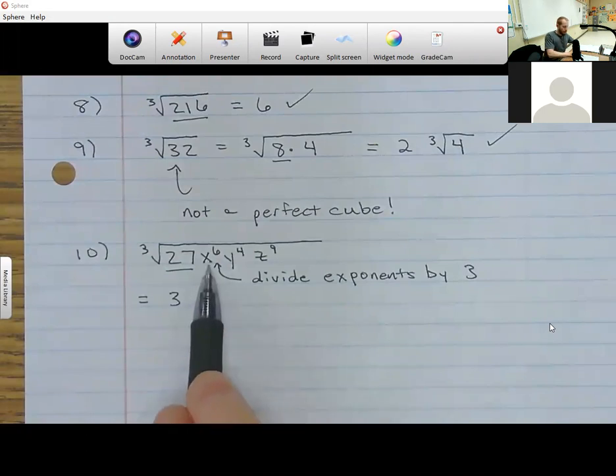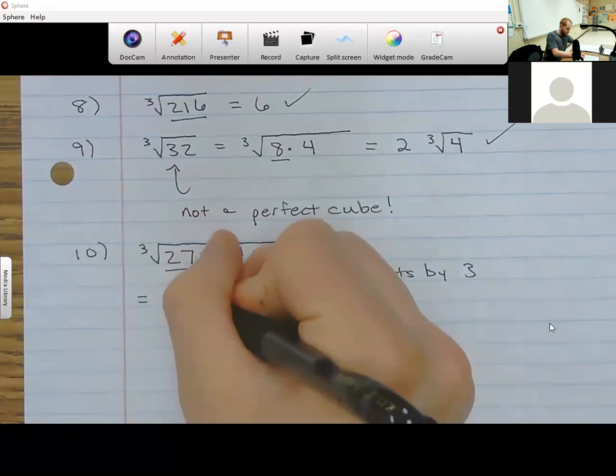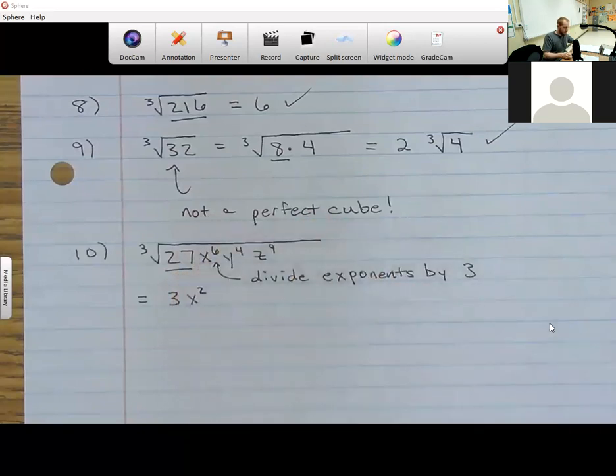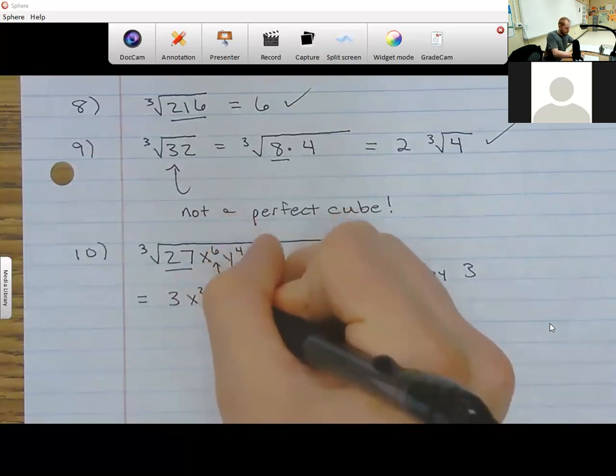We're going to be dividing all the exponents by 3. So what's 6 divided by 3? Wouldn't that just be 2? So how many x's can I take out? 2. I'm going to skip the y's for now, and I'm going to come back to them. Let's do the z's next. What's 9 divided by 3? Wouldn't that be 3? So I can take out 3 z's, right?